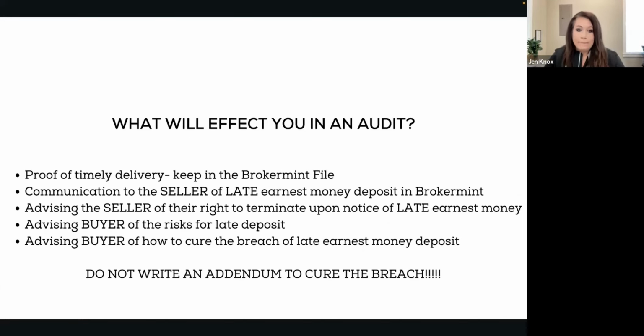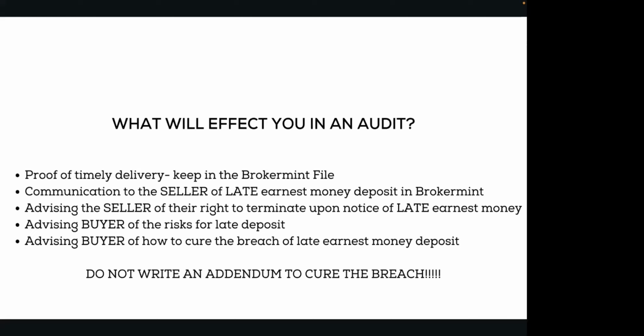We also need to prove that we're communicating to sellers if the earnest money has been deposited late. Now, if you get a notification from escrow that it hasn't been deposited, or if you are proactive and finding out that it has not been deposited on time, make sure that you're sending your seller an email notifying them that the earnest money has not been deposited, and also in that same email letting them know their choices as a seller to either terminate or wait. Make sure that you're also CCing either the firm or somehow getting this into your brokerage file for later.